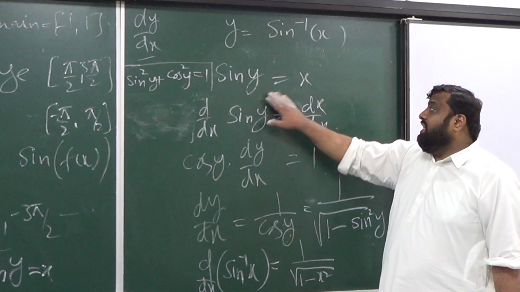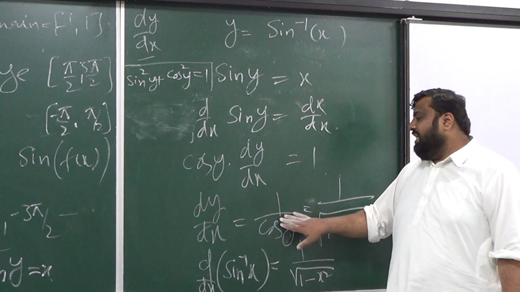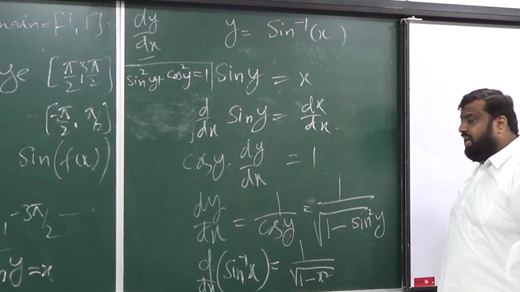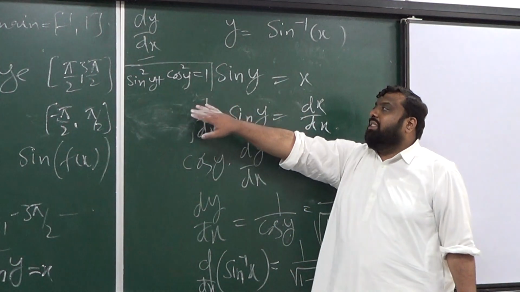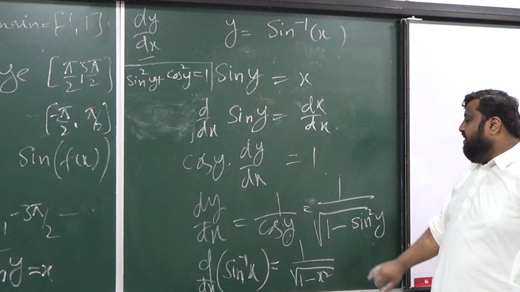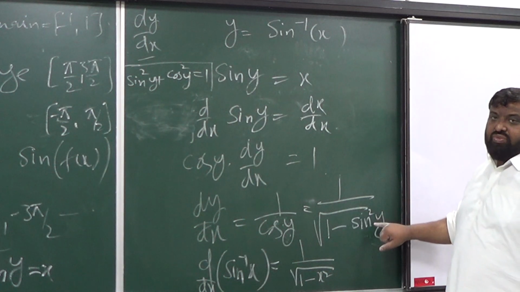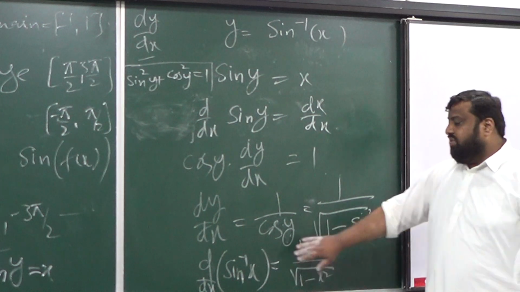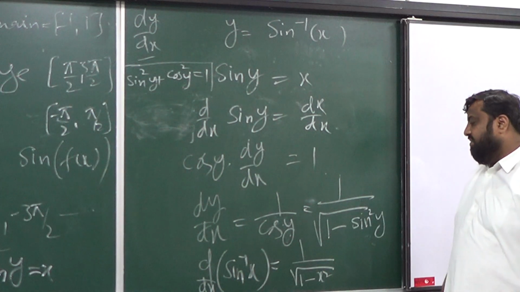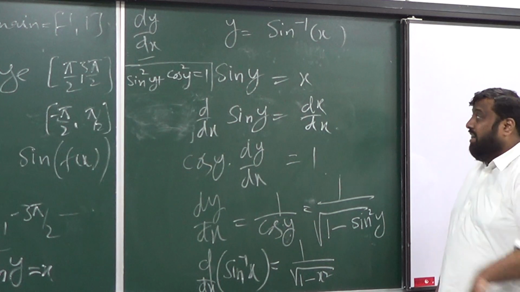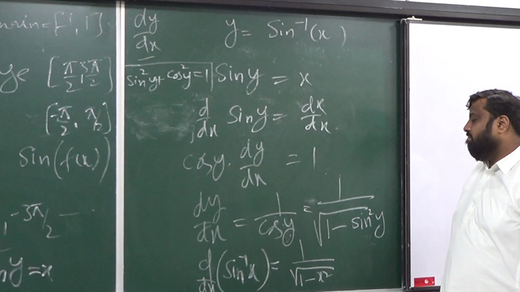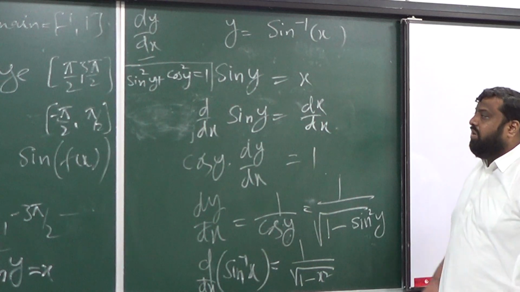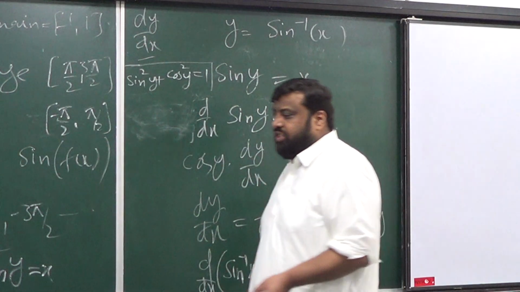Since I know that sine y is x, can I express cosine in terms of sine so that I can express it in terms of x? I know that cosine square plus sine square is 1. So cosine y is going to be square root of 1 minus sine square y, so it's going to be square root of 1 minus x square. So the derivative d by dx of sine inverse x is really 1 over square root of 1 minus x square. Okay, so that was it about the inverse trigonometric function.